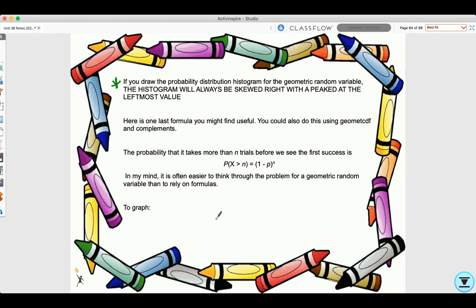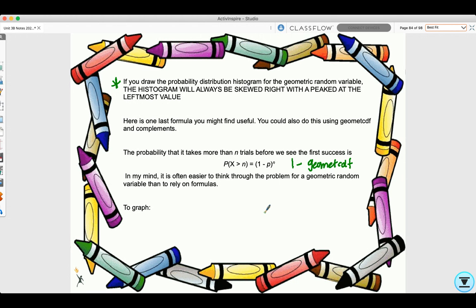Here's one last formula that you might find useful. You could also use the geometric CDF and its complements. So the probability that it takes more than n trials to find the first success is (1 - p) to the n. You could just do 1 minus geometcdf when you're using your calculator.